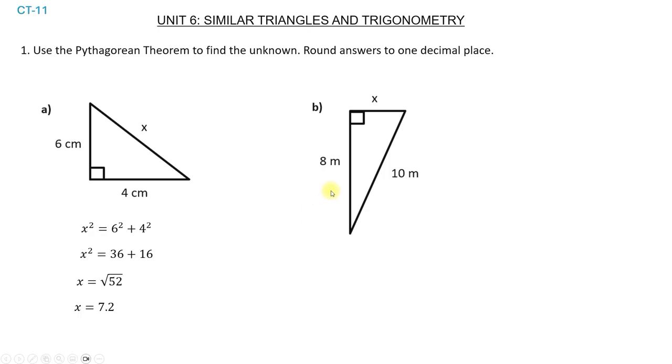In question B, we're given a side and hypotenuse and asked to find the other side. So we can say that x squared plus 8 squared equals 10 squared. X squared equals 100 minus 64. X squared equals 36. Therefore, x equals the square root of 36, giving us a value of 6 for x.